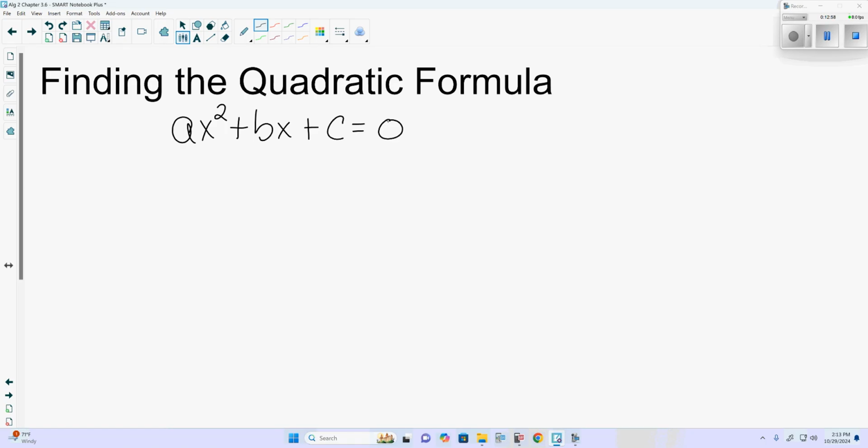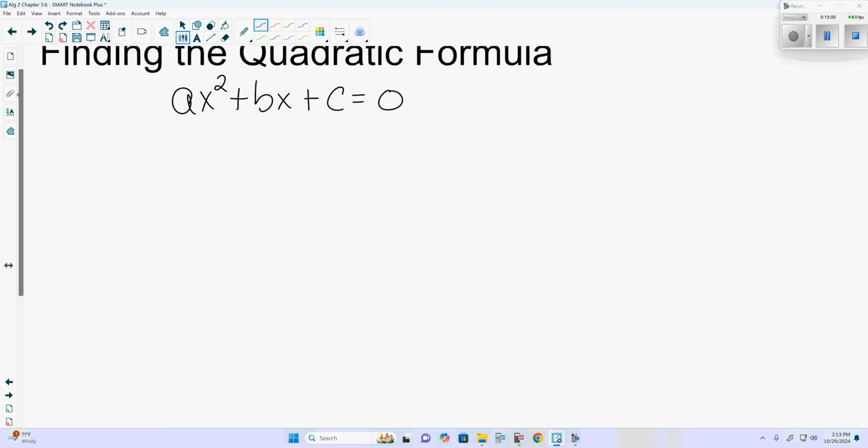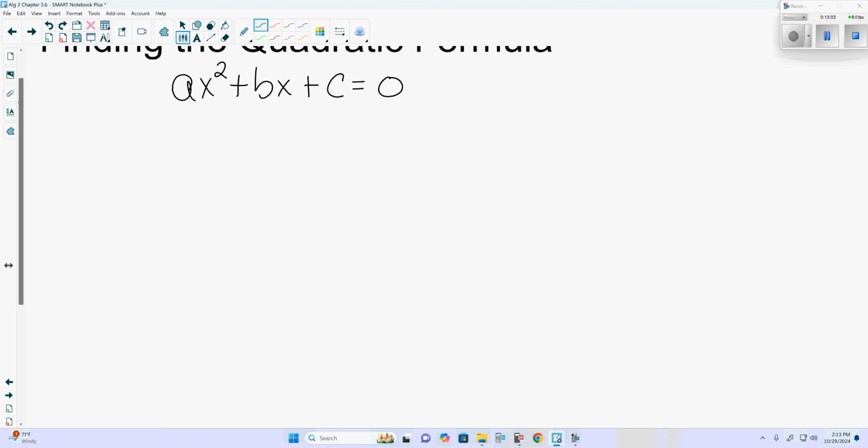Now, what I'm going to be doing is taking this here, ax squared plus bx plus c. This is the general form for any quadratic equation. We've seen it a few times up to this point. We kind of know what it is. And what I'm going to do is exactly what we just did with the homework problems.